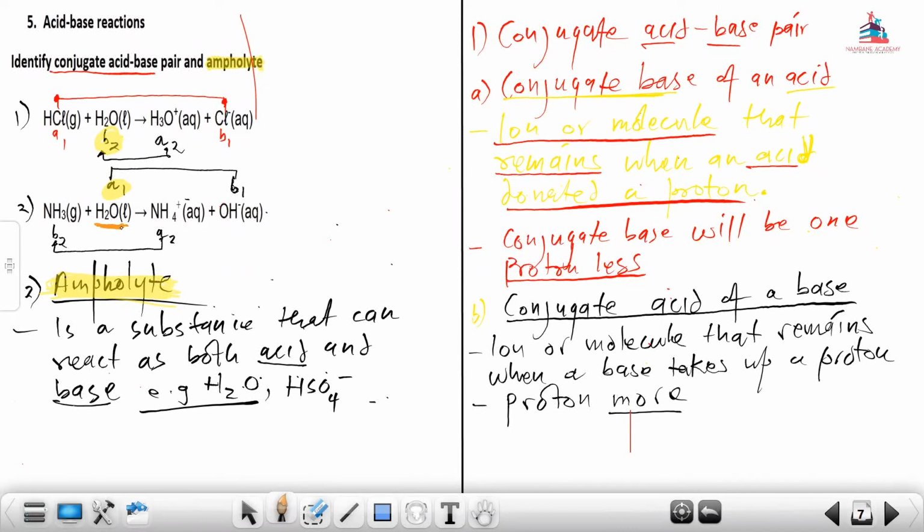Once we have identified which one is an acid, it becomes easy, because whatever is left of that acid after donating becomes your conjugate base. If you have identified that this is a base, whatever is formed, which has one proton more after gaining, must be a conjugate acid. So one will be proton less, and we call it a conjugate base. The one which is one proton more must be a conjugate acid.